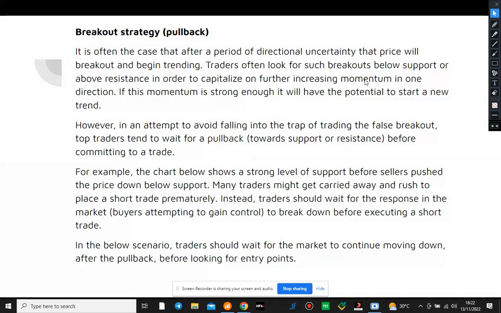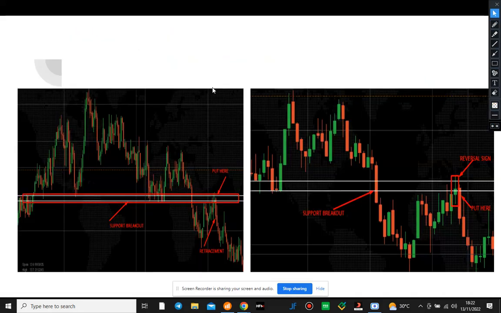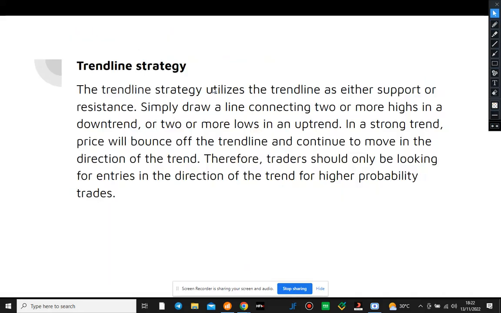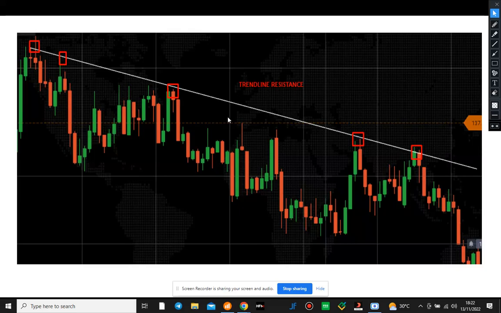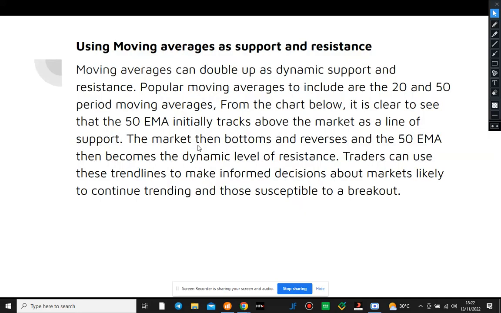Then, if you want to trade support and resistance in the trending market, you must choose also a trending market, like using a trend line. This is a trending market. Use a trend line, not a ranging market. Using moving average, sometimes, if you want to trade support and resistance using moving average, the market must be trendy, right? The market must be trendy.